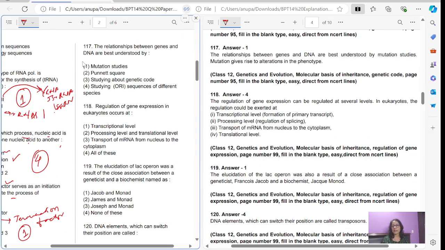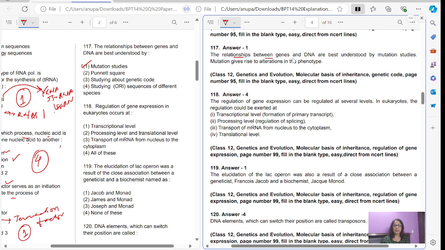Question number 117 states that the relationship between genes and DNA is best understood by. Options are mutation studies, Punnett square, studying about genetic code, studying ORI sequences of different species. So the answer will be mutation studies. The relationship between genes and DNA is best understood by mutation studies.